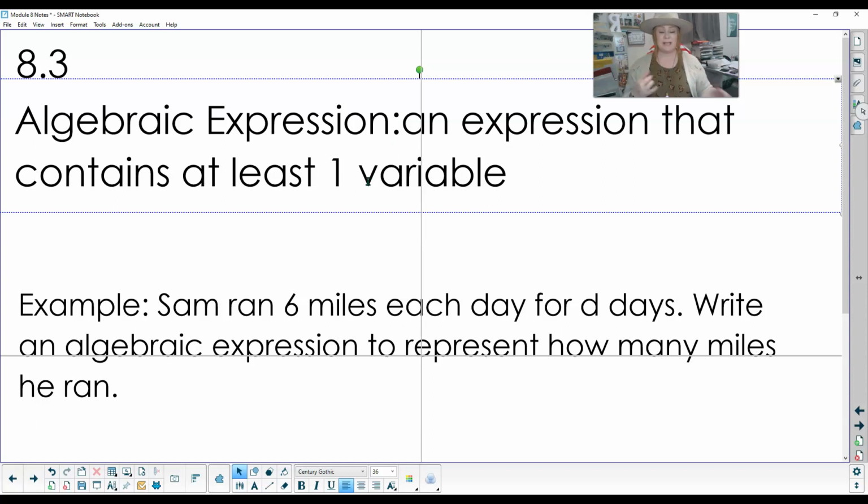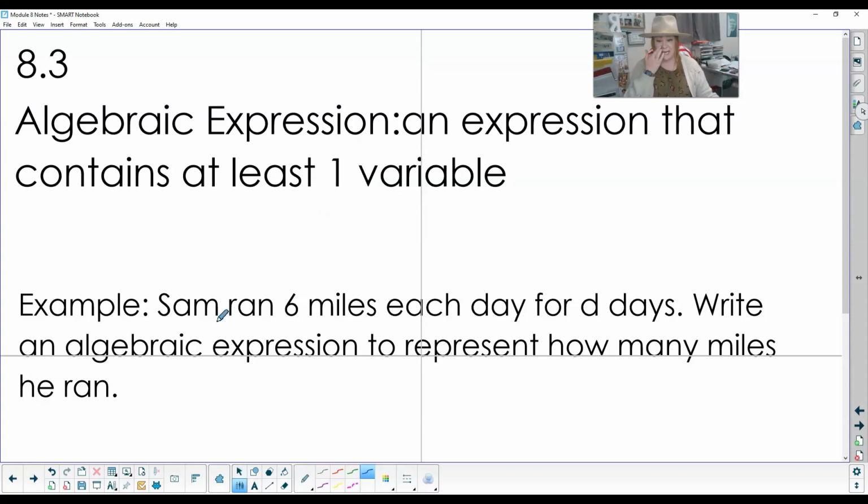So an algebraic expression could have numbers. It has to have at least one variable, and then it has the operations. What are we doing with those? So an algebraic expression example would look like: Sam ran 6 miles a day for D days. So we do not know how many days he ran for, but we know every time he did run, he ran 6 miles each day.